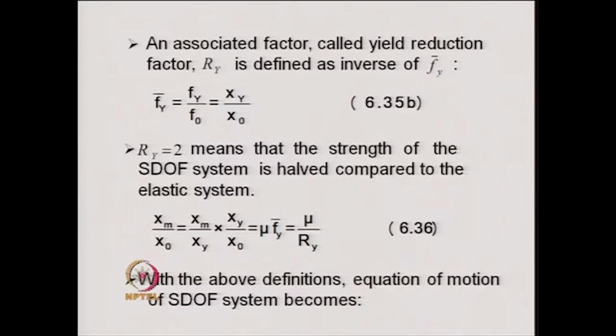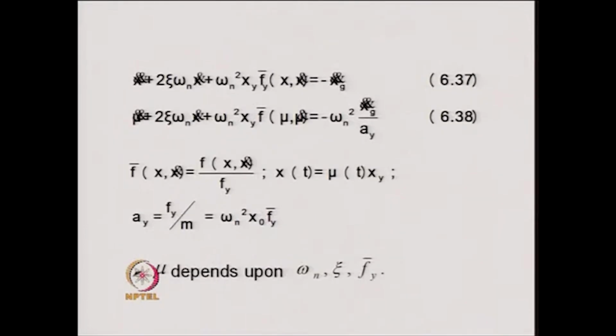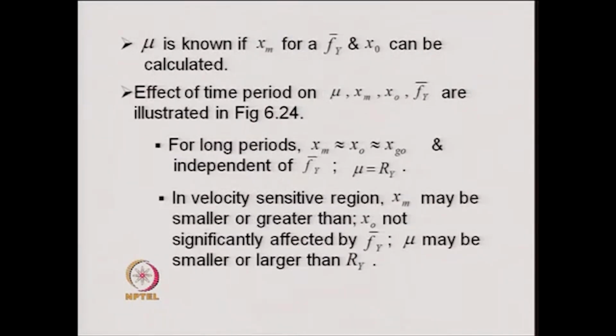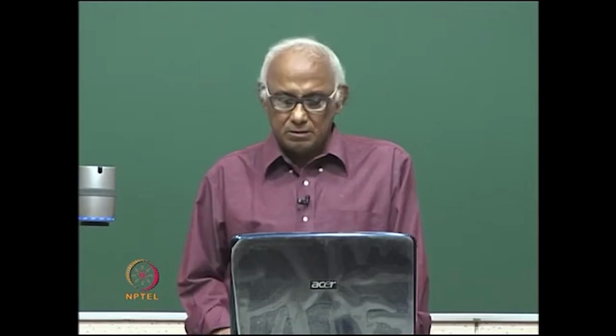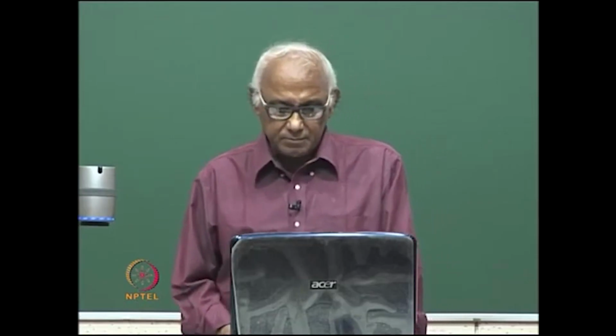From this equation one can say that provided we know xm, f bar y and x0, one can calculate the value of mu. One of the relationships emerging out of equation 6.36 is that xm by x0 is equal to mu divided by Ry, and Ry is a reduction factor, it is nothing but the inverse of f bar y. So, this particular relationship is very important and we will use this relationship later for explaining many figures.